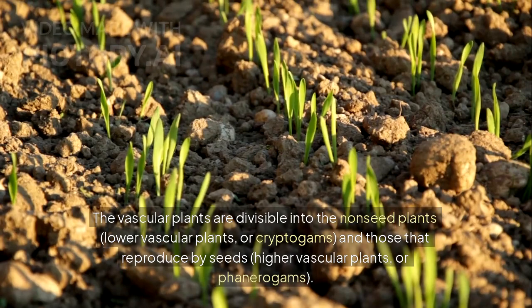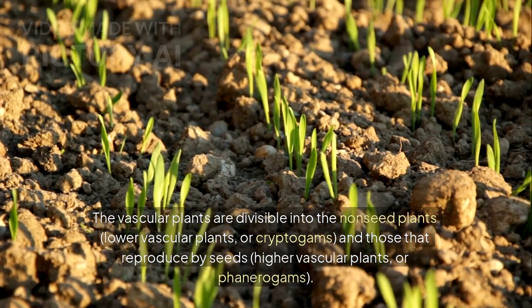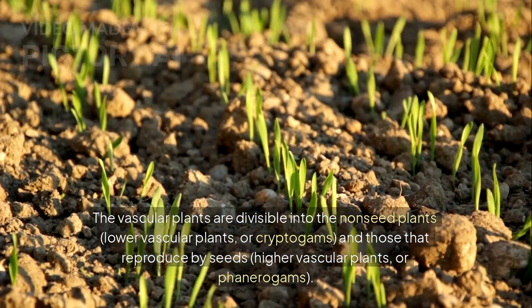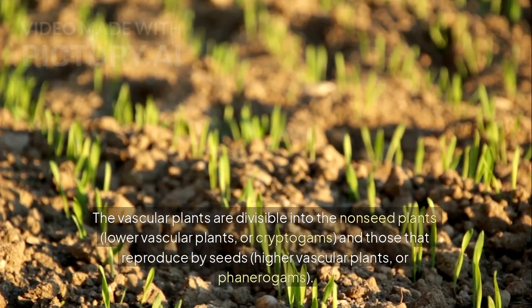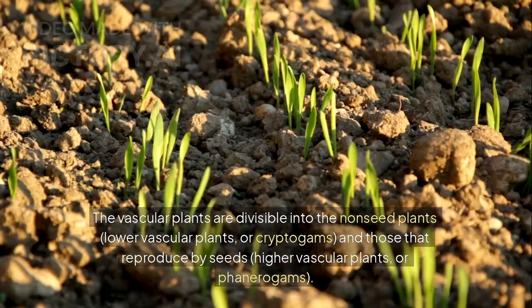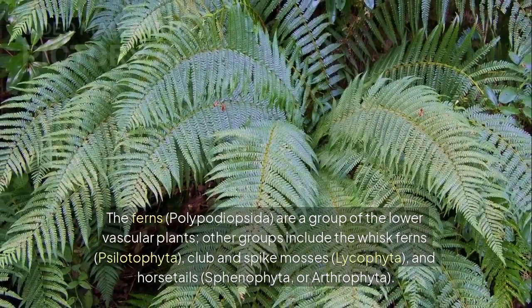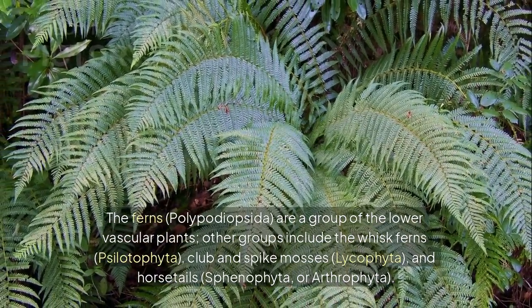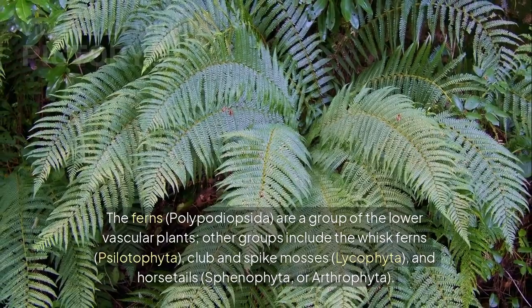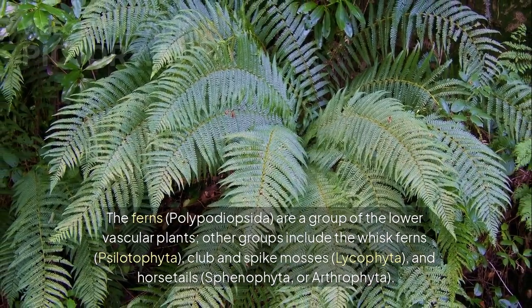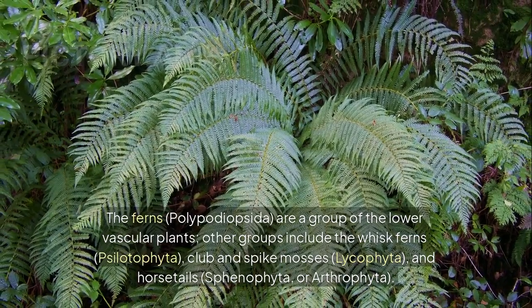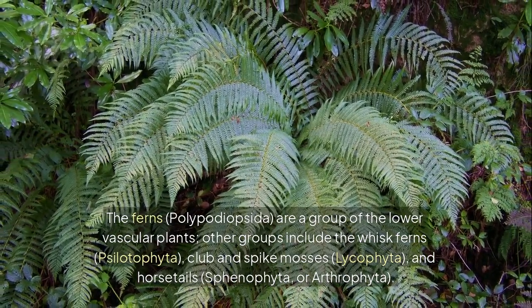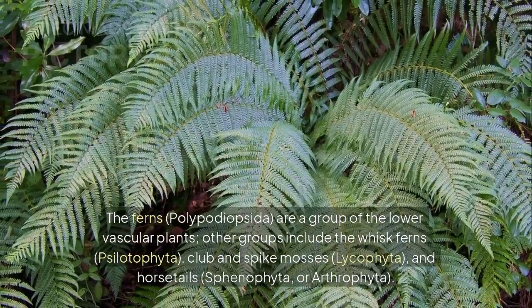The vascular plants are divisible into the non-seed plants, lower vascular plants, or cryptogams, and those that reproduce by seeds, higher vascular plants, or phanerogams. The ferns, Polypodiopsida, are a group of the lower vascular plants. Other groups include the whisk ferns, Psilotophyta, club and spike mosses, Lycophyta, and horsetails, Sphenophyta, or Arthrophyta.